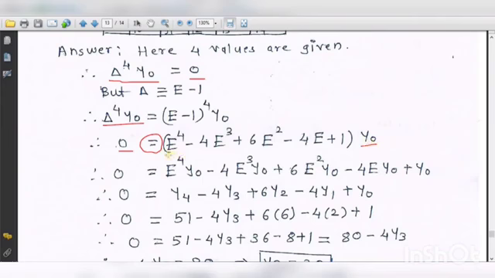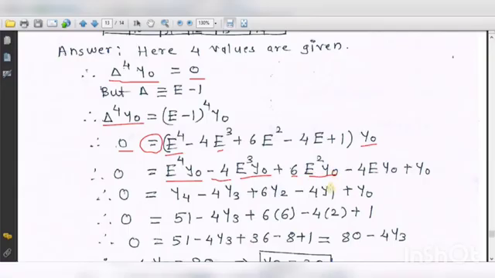So what is the first term? E raised to 4 applied on y0, so it is E raised to 4 y0. Then minus 4 will be as it is. Then next, E cube on y0, so E cube y0. Then plus 6 and E square y0.